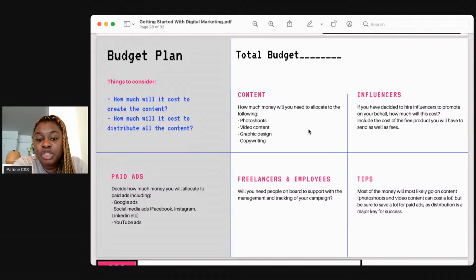So have yourself a total budget. Before you go out spending, decide how much you're going to spend in each area. A lot of people spend most of their money on content, i.e. the photo shoots and the video shoots, and all that production can cost a lot. But then they have nothing left for ads, so they have all this beautiful content that nobody sees. Just tumbleweeds, because there was no money to actually distribute. So make sure you save some money for distribution.